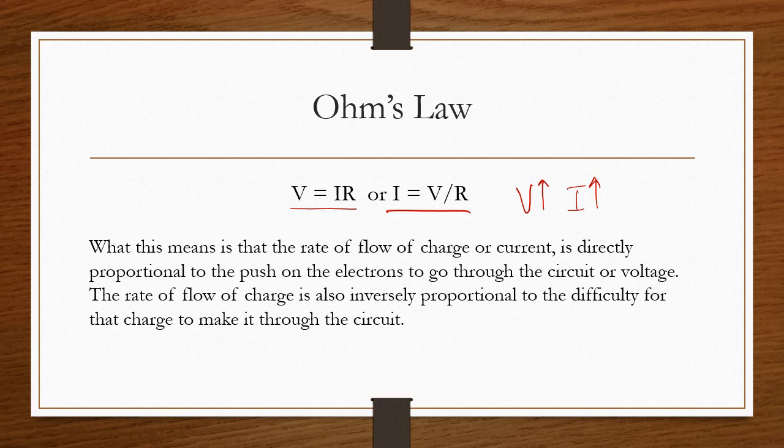The current is going to go up as the voltage goes up, assuming the resistance stays the same. And the other relationship there is that if the resistance in your circuit goes up, the current in your circuit is going to go down, which completely makes sense. If you are pushing with the same force, same energy on electrons to move through the circuit, but it's harder to get through the circuit, well, the rate of electron flow through your circuit is going to drop.